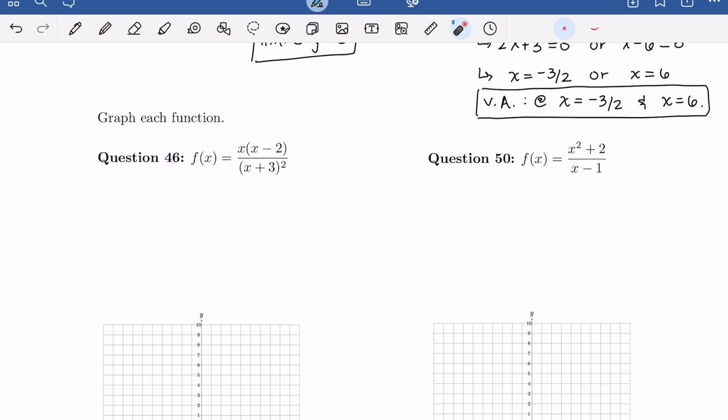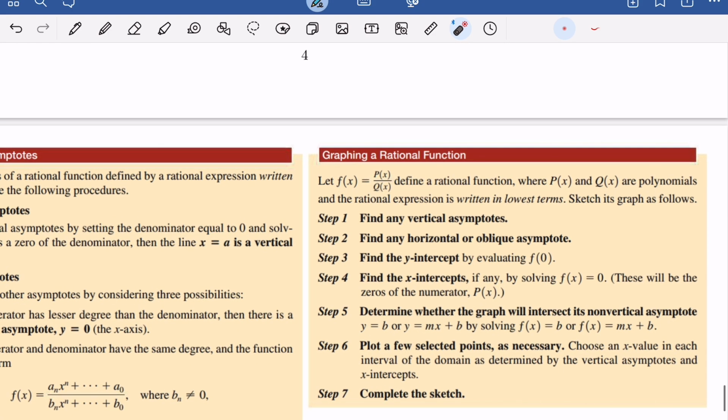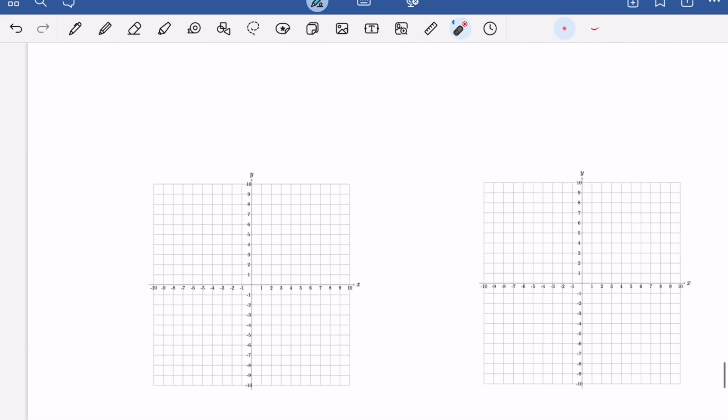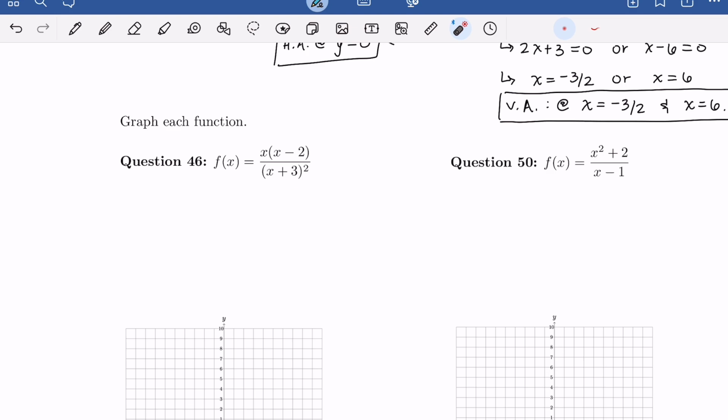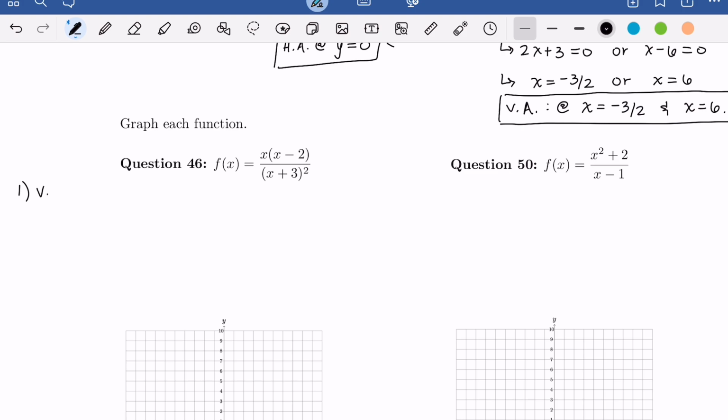Now for the last 2 examples in this video, we're going to be graphing these rational functions, and we're going to do so by following this step-by-step procedure from the textbook. For the first 2 steps, we're going to be finding any asymptotes. For step 1, let's find the vertical asymptotes. We have x plus 3 squared in the denominator, so this automatically tells us that we're going to have a vertical asymptote at x is equal to -3. If x is equal to -3 here, then this function is going to be undefined.